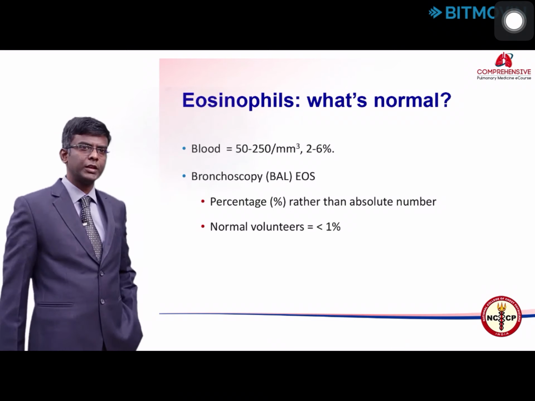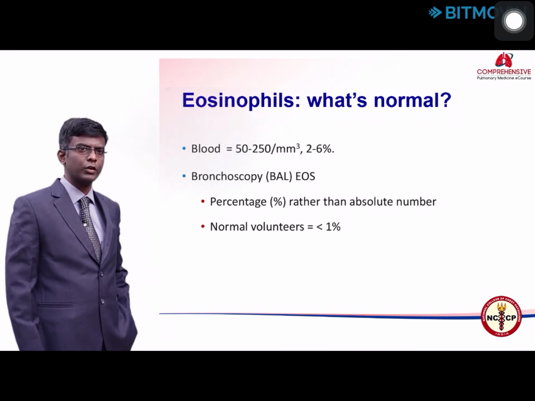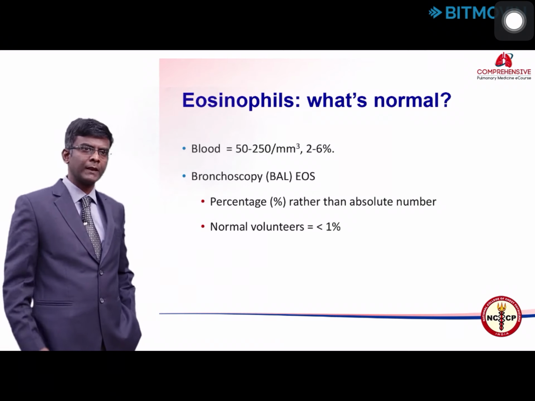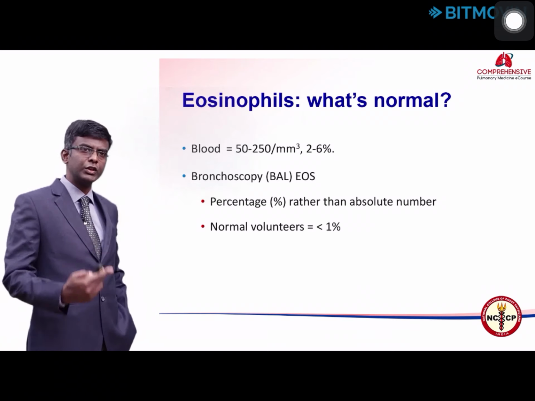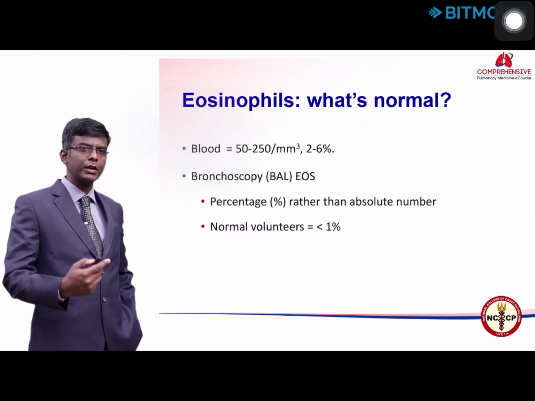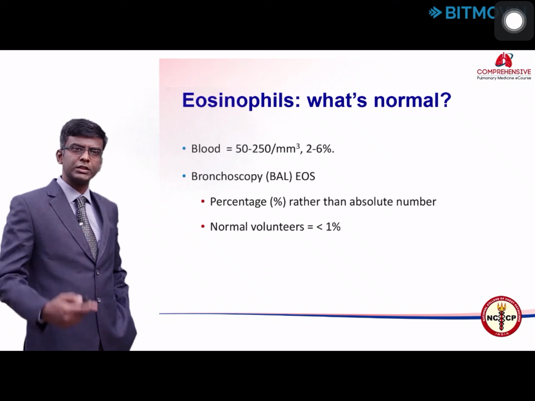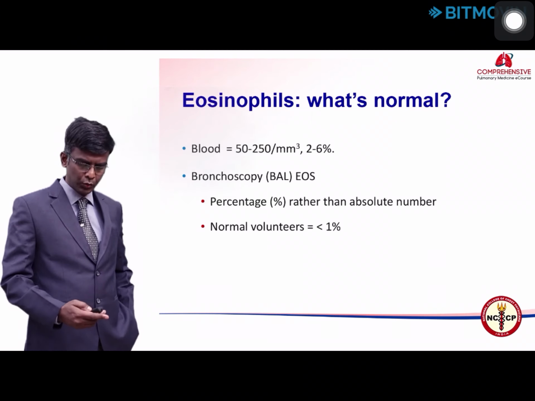What is the normal level of peripheral eosinophils? 50 to 250 per microliter of blood, or 2 to 6%. In bronchial lavage, rather than using absolute numbers, we use percentages. In normal bronchoalveolar lavage, the percentage of eosinophils is less than 1%.